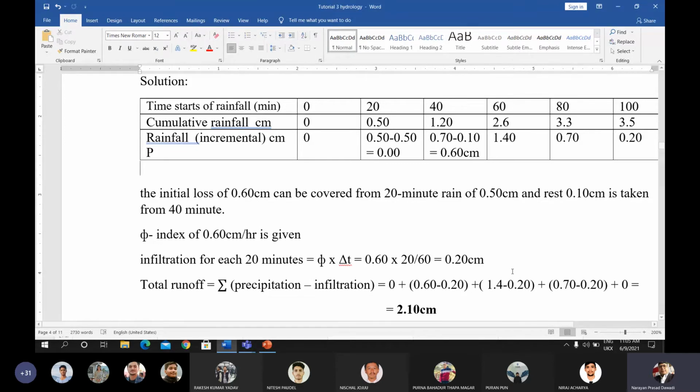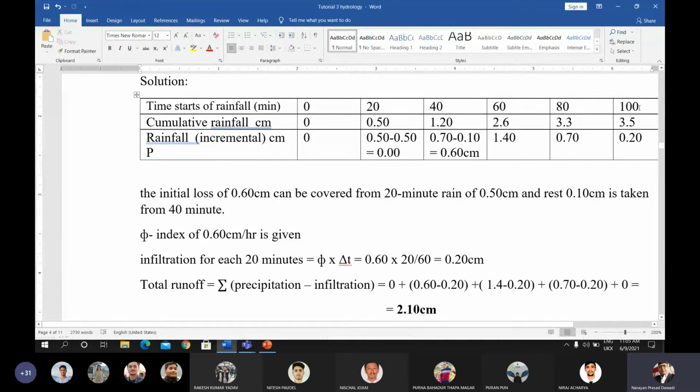But the depth of water precipitated is 0.60 centimeter here, which is greater than 0.20 and produces the runoff. This value is also for the 80 minute duration. This value of rainfall is greater than the infiltration depth of 0.20. So this value also produces the runoff.